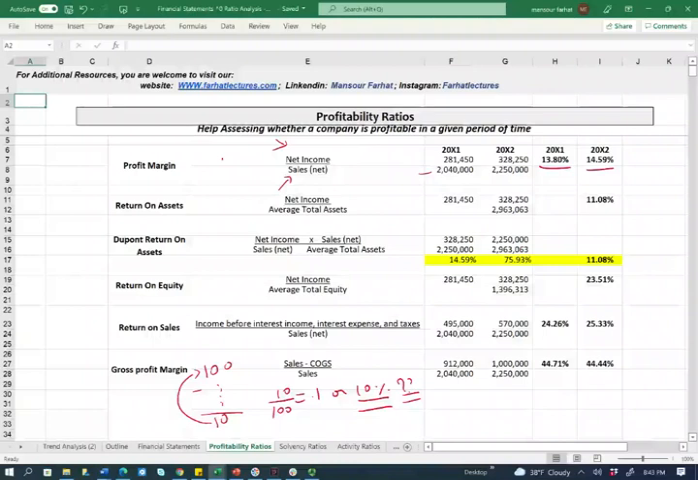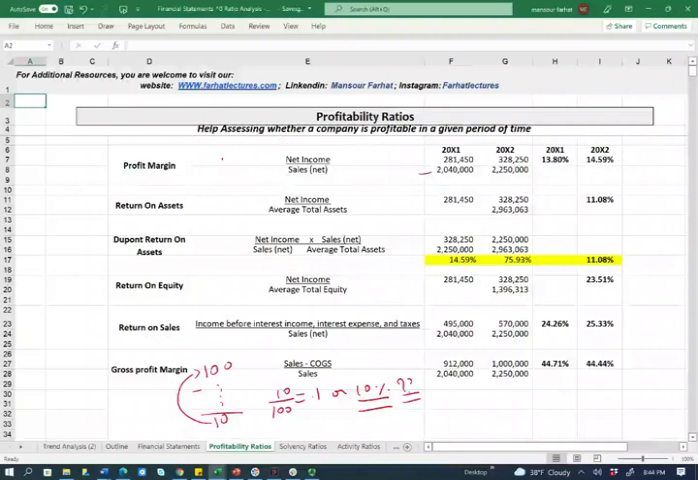So you always have to look at those ratios in a particular context. For example, if you are dealing with retailers like Walmart or Amazon, these companies should have a small profit margin. They don't make a lot of profit on every dollar they sell. As far as profit margin is concerned, we're going to see how they make their profit. Just bear with me in a moment.